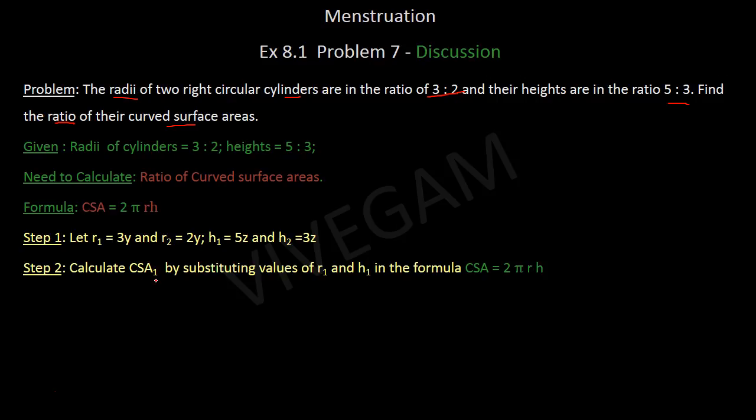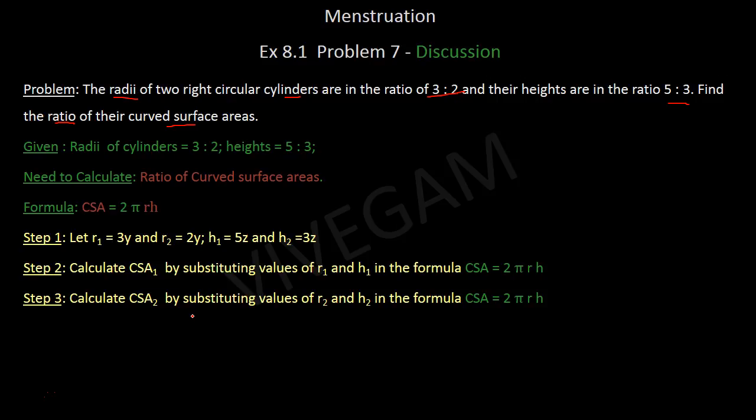Next, calculate the curved surface area of the first cylinder, CSA1, by substituting values of R1 and H1 in the formula CSA equal to 2 pi RH. All we need to do is, in the place of R we will put 3y and in the place of H we will put 5z. Then we will get the value of CSA1, the curved surface area of the first cylinder, in terms of y and z.